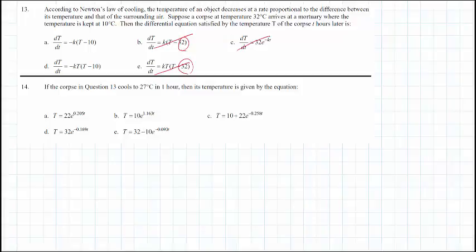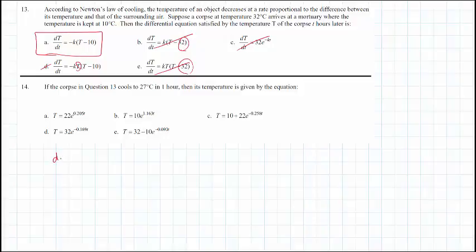This one doesn't have a difference. That gives us between A and D. This one has an extra T in it, which makes it no good. So the answer here is A. Now we're going to need the answer for A in order to answer problem number 14, in which we're going to find the solution to this differential equation and use it to find an answer.